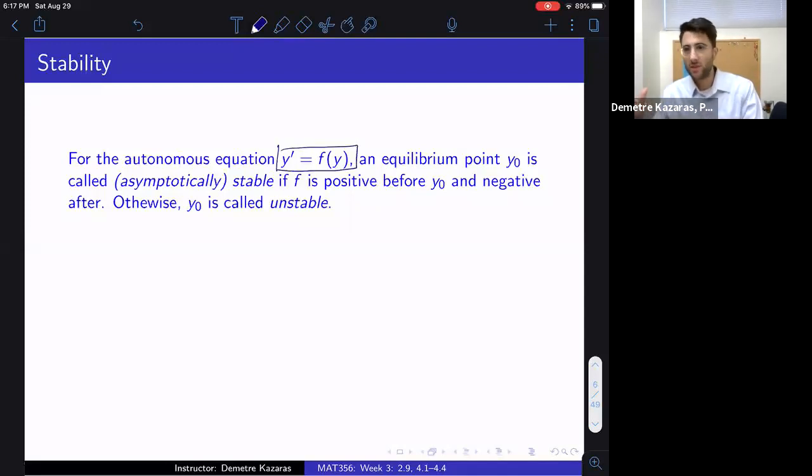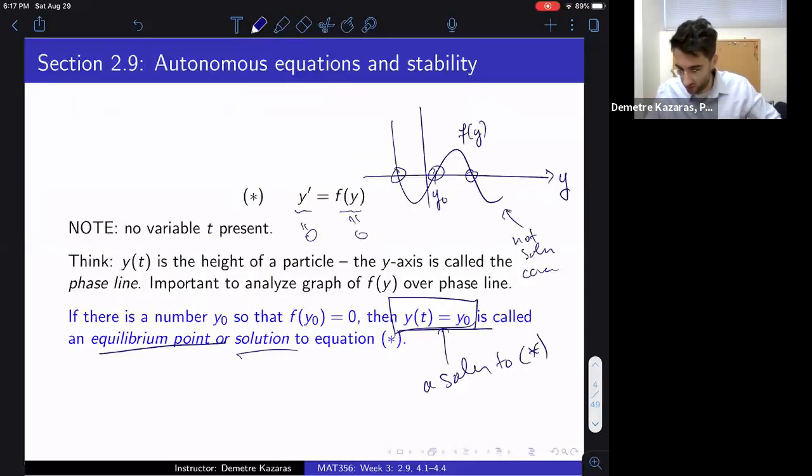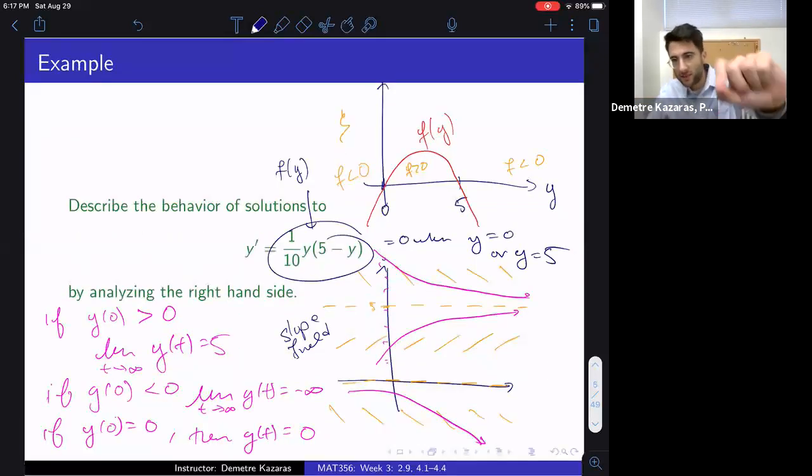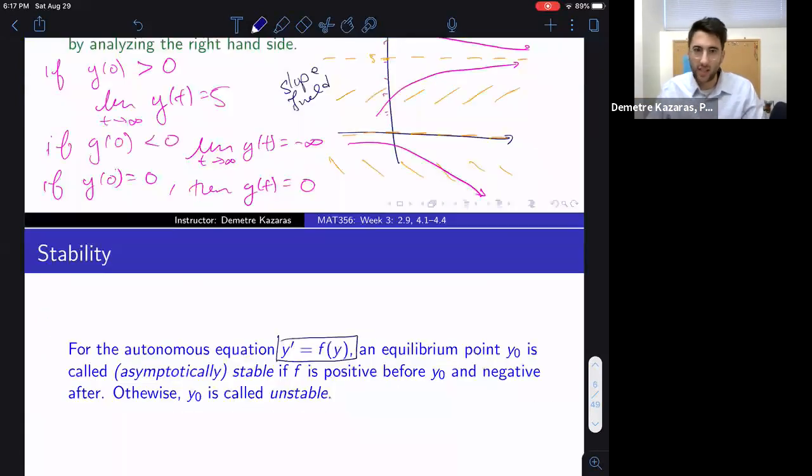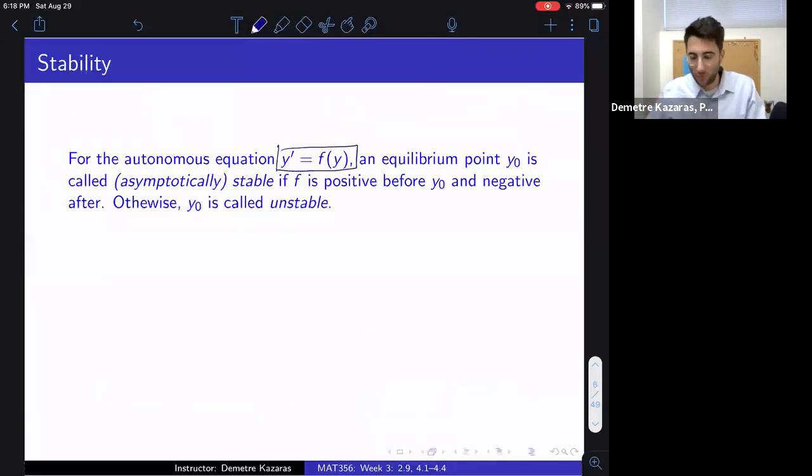This is called stable if you have that behavior like before. That behavior of 5 there. 5 is a special equilibrium solution, which is attracting things. And we would call that stable. So such an equilibrium point that attracts nearby solutions to it is called asymptotically stable.